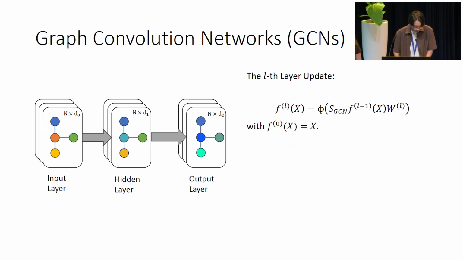For a deeper graph neural network, we simply repeat the same operations. The hidden representations from one layer become the input of the next layer, so the information propagates through the graph, and the final output is on the last layer.